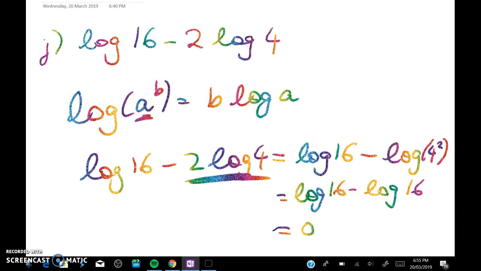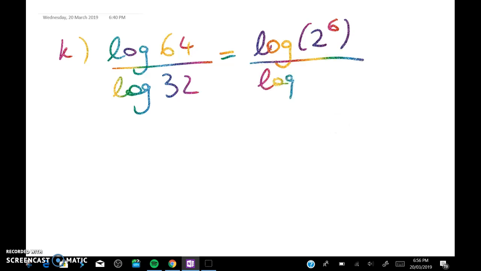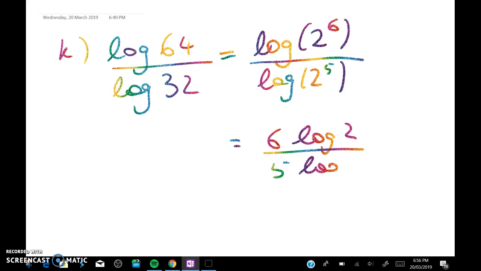Okay, on to the last one. Right, log of 64, well, 64 is 2 to the power of 6. And the log of 32 is 2 to the power of 5. So we're going to use our power law again. 6 log 2 over 5 log 2, which simplifies to give me 6 over 5.